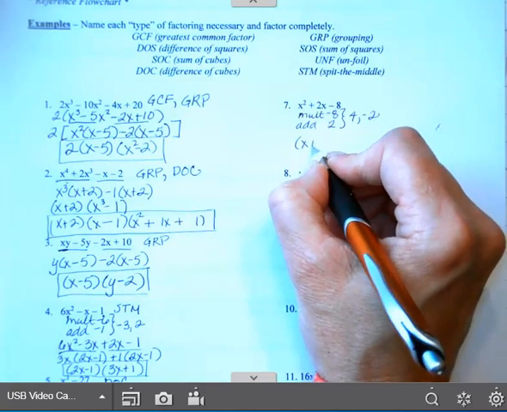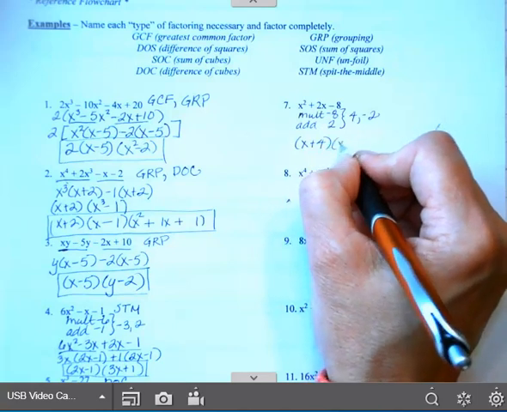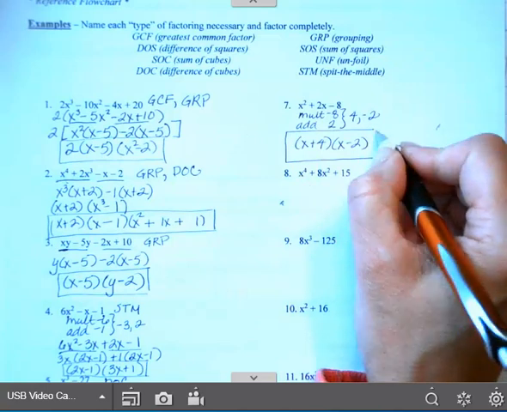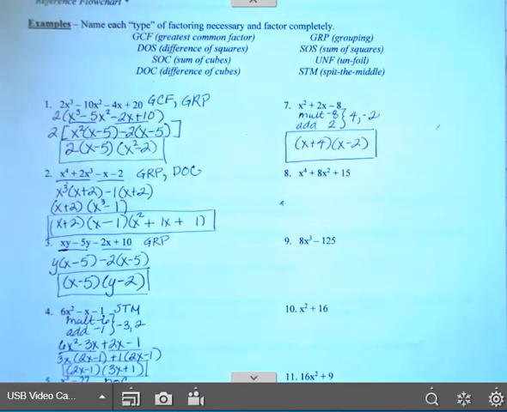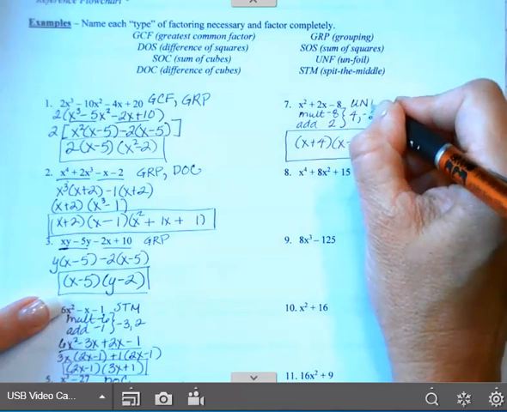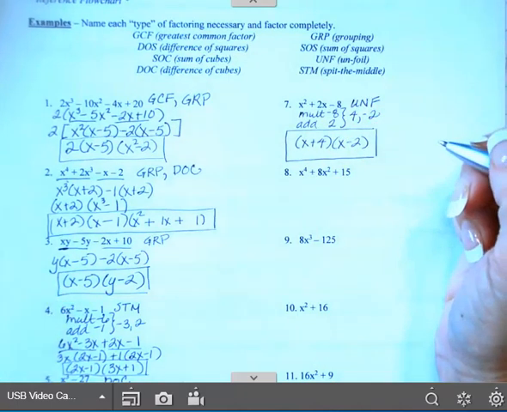So this is x plus 4, x minus 2, and you're done. So number 7, we're just labeling that one as unfoil.